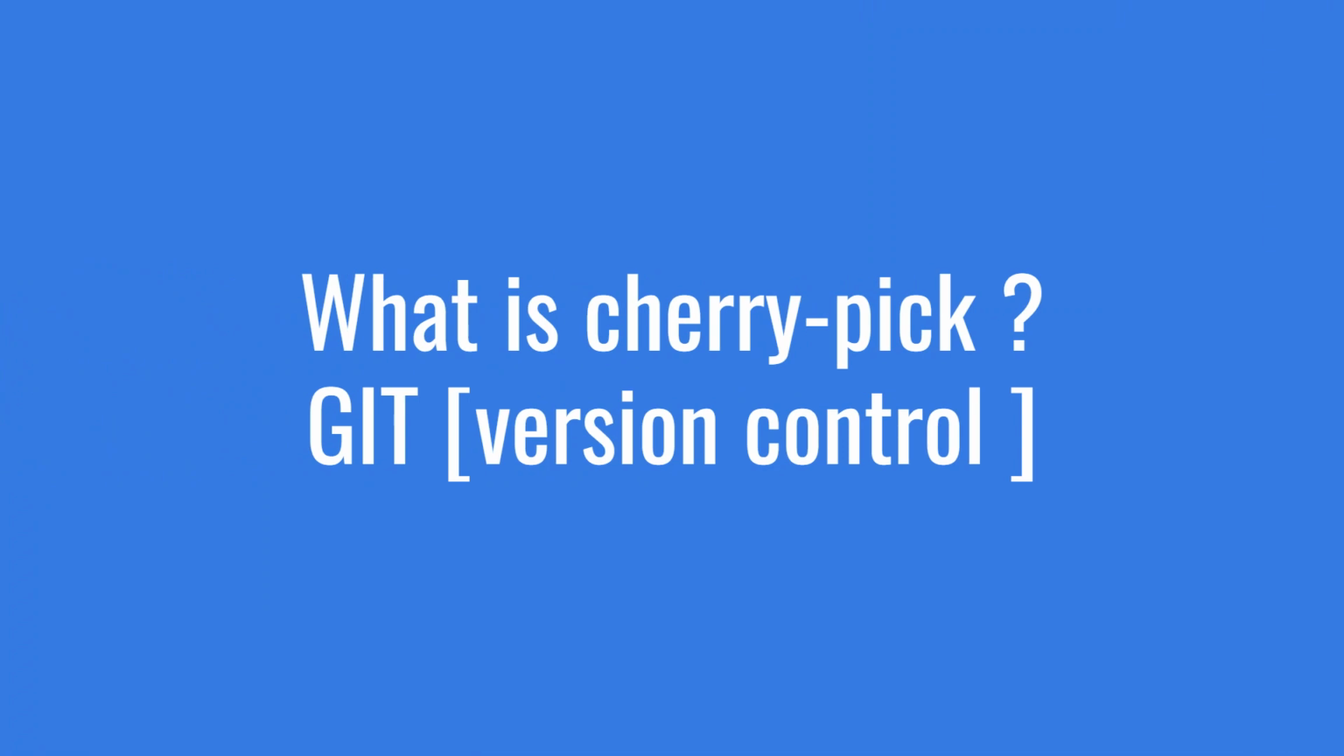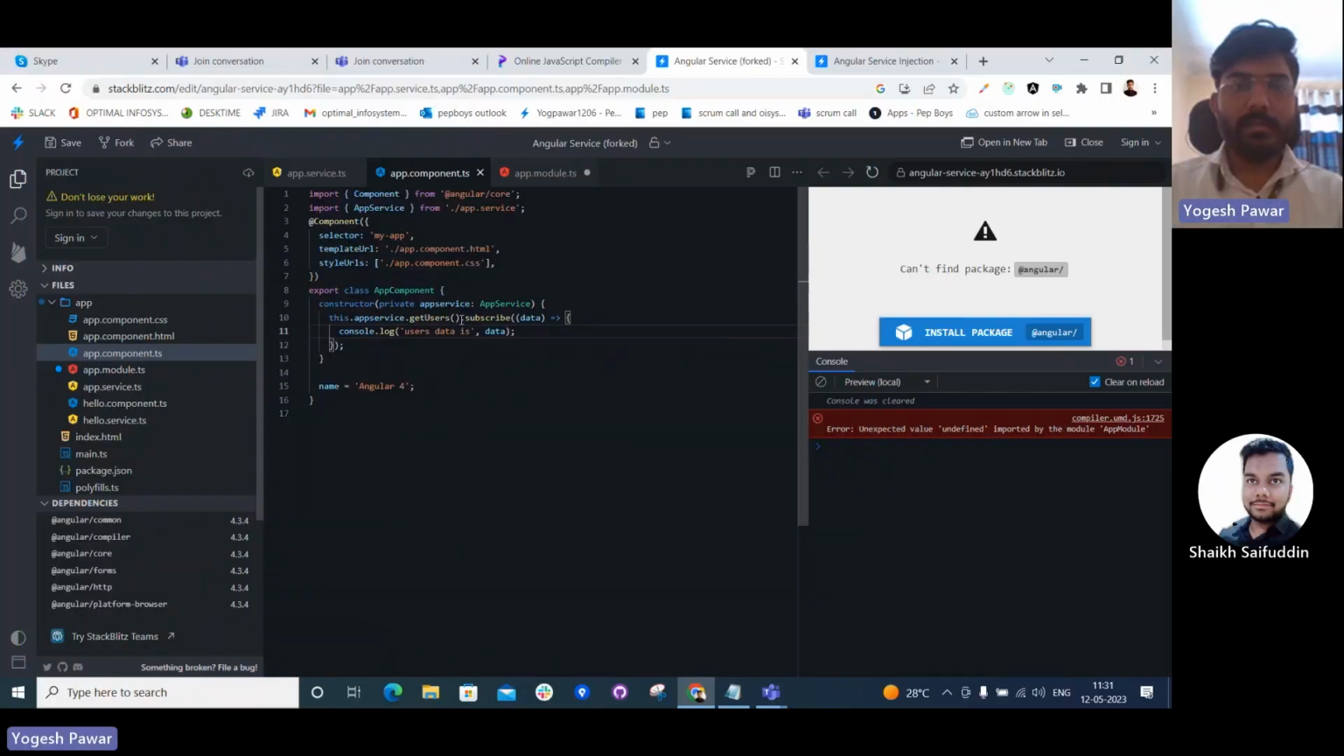What commands have you used in Git? I have basically used push, pull, commit, and status. If you want to create a new branch out of your main or master branch, how will you create it? Actually, sometimes I use GitHub Desktop.